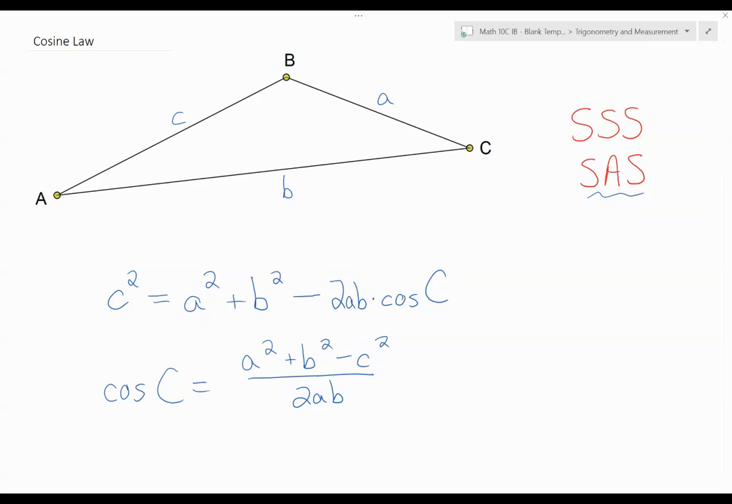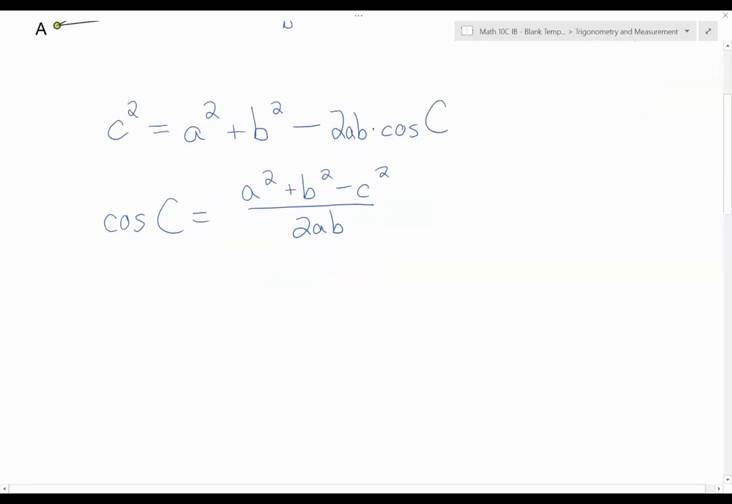It doesn't matter which side I call A and which side I call B here, but the angle I'm trying to find has to be opposite to the side length C, the one that is being subtracted, or in the alternate form, the side length I'm trying to find has to be opposite to the angle that I'm using. So let's look at this in practice.